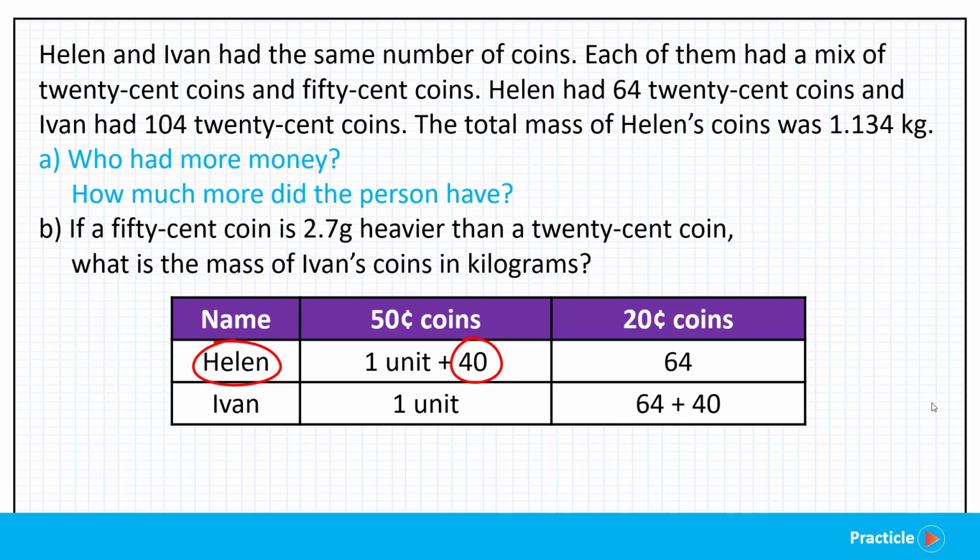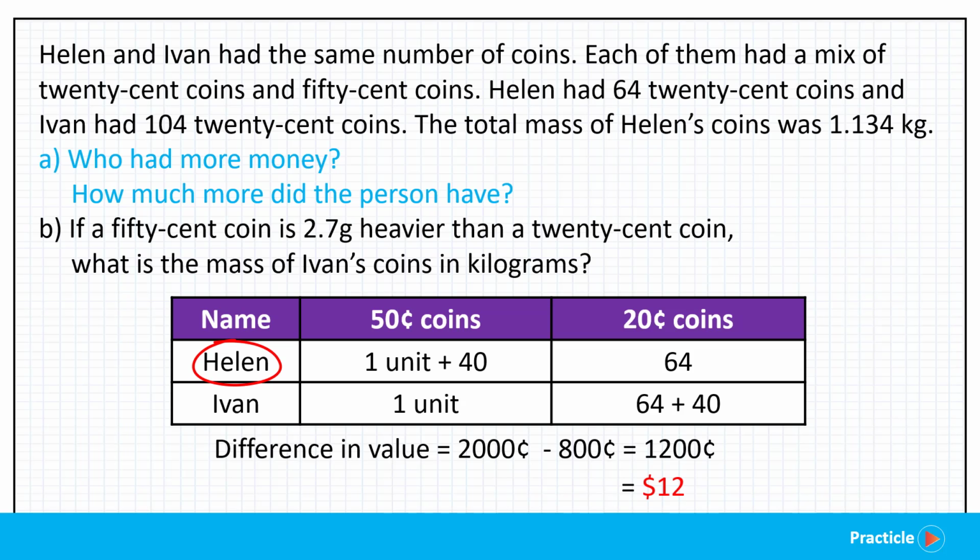Now how much more does she have? Well, when we subtract 800 cents from 2,000 cents, we are going to get 1,200 cents, which is the same as $12. Do you get that? And that's our first answer. Helen had more money, and she had $12 more.